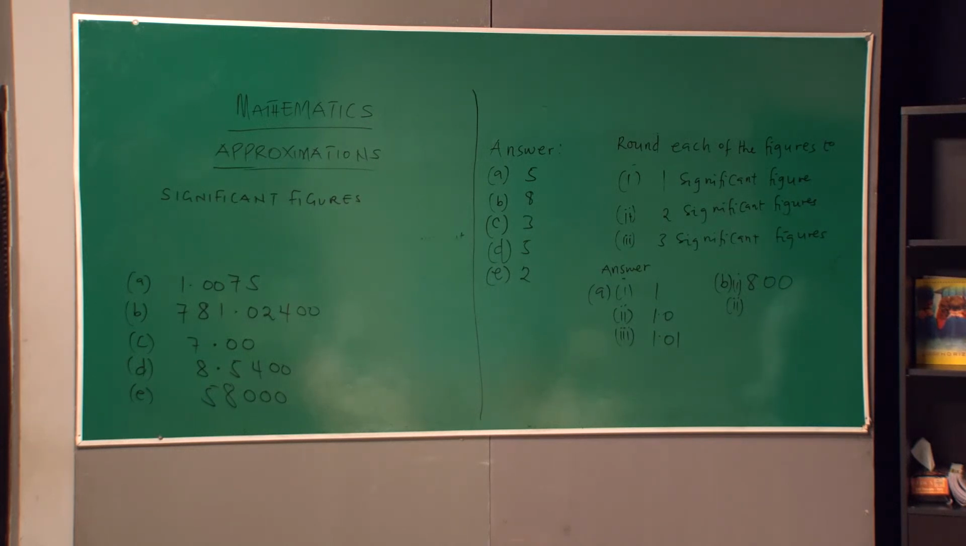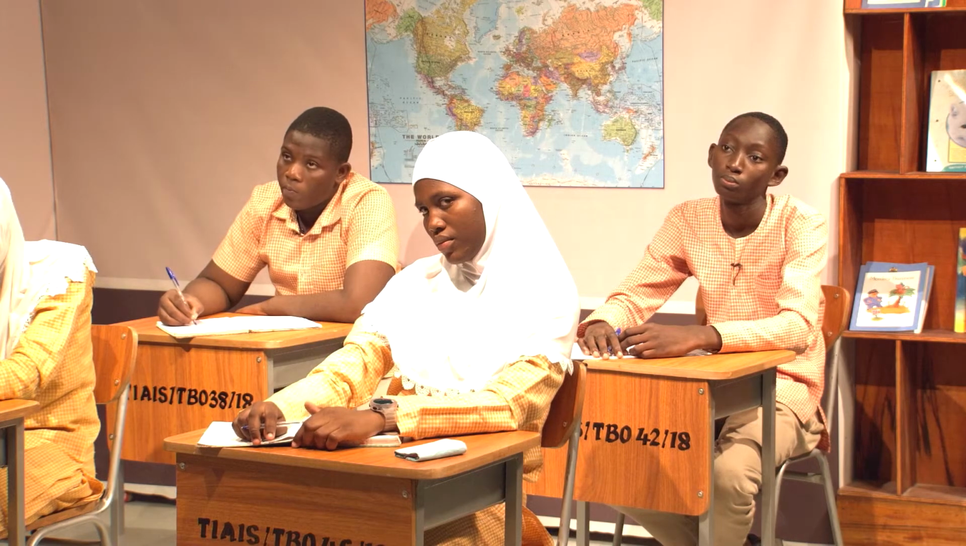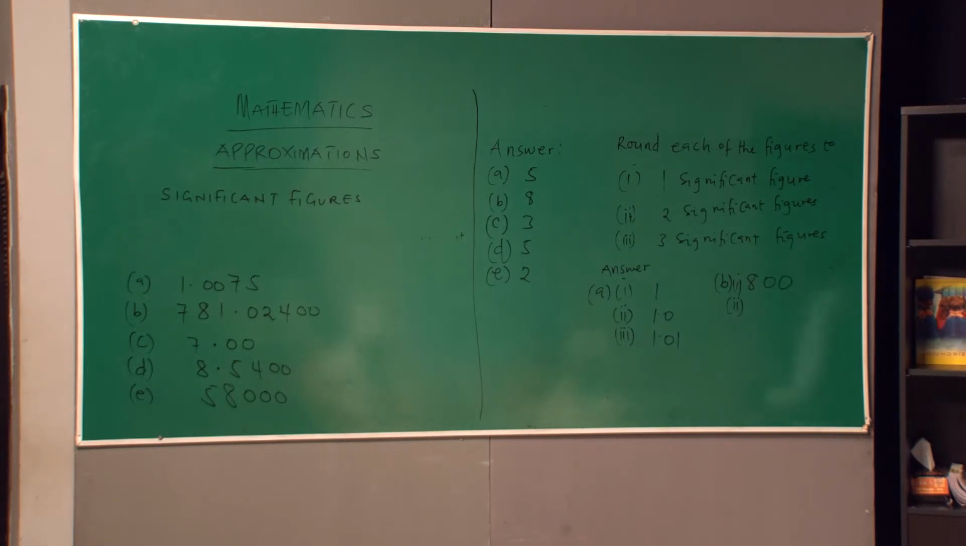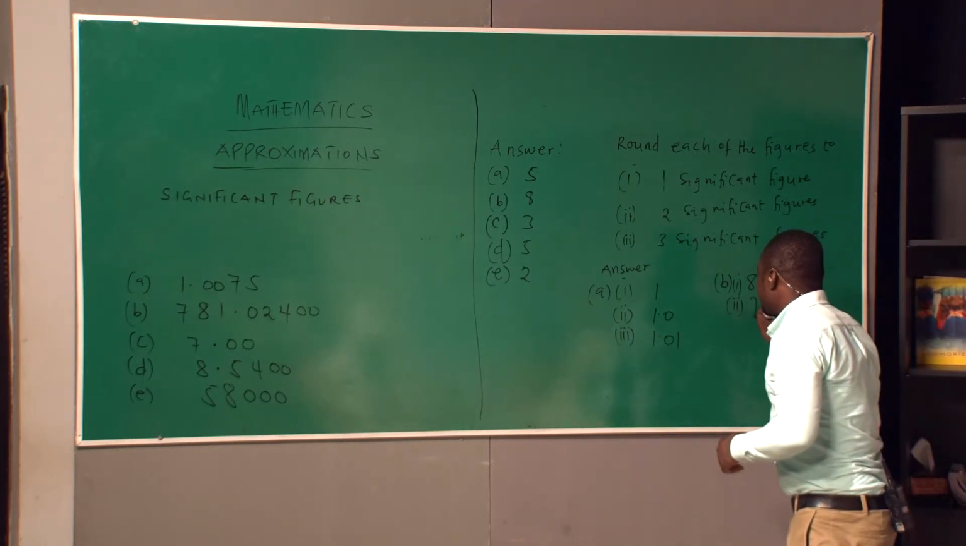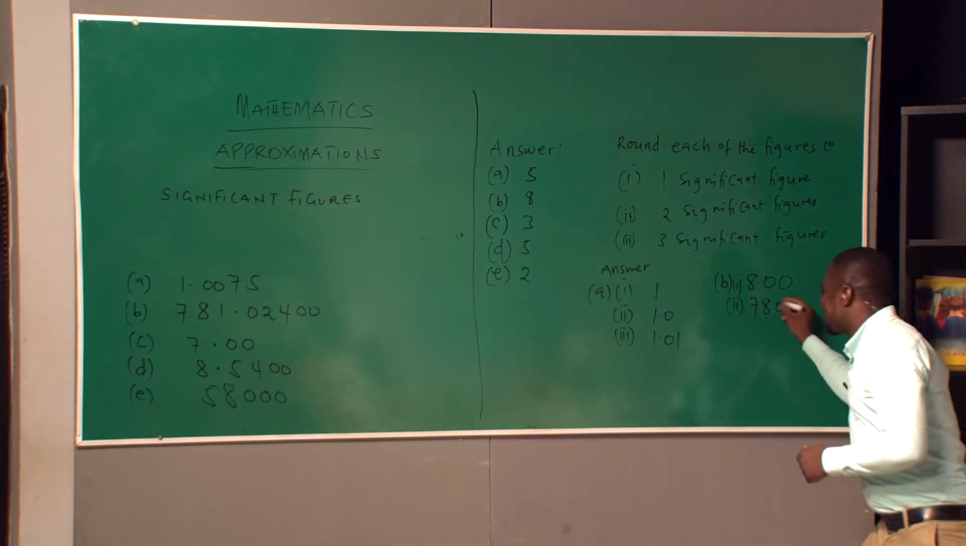Hikmah, two significant figures. 7, 8. You are looking at 7, 8. Then you now consider the third one. Is it less or more than 5? Then you treat it the way it's supposed to be treated. That is very good, Hikmah. So we are talking about 7, 8. Is that all? What else? The 1 is less than 5, so it will be 0.